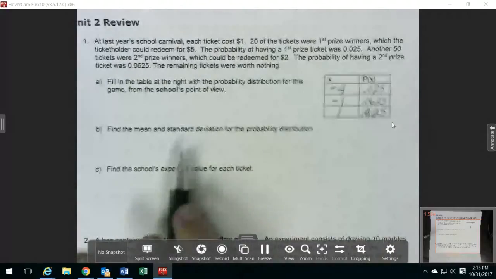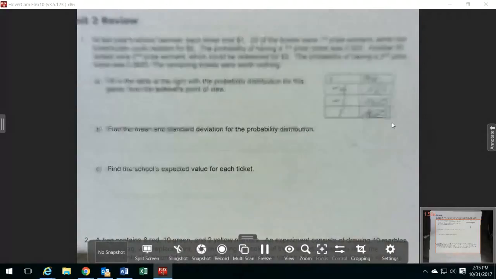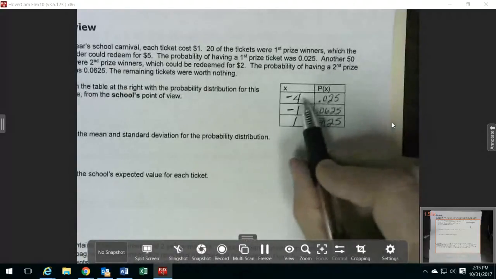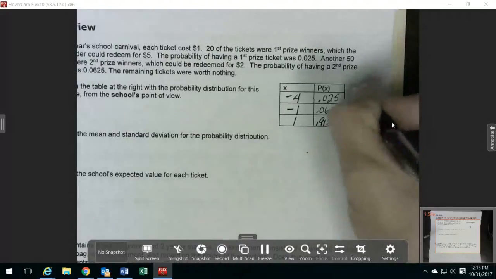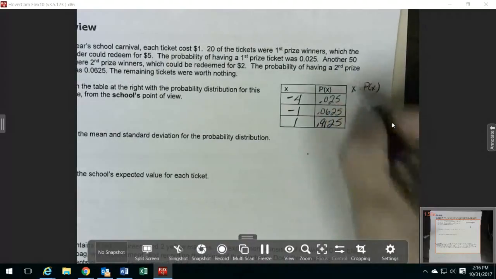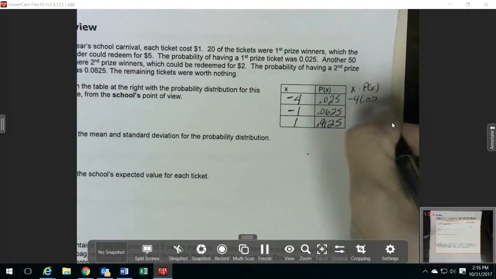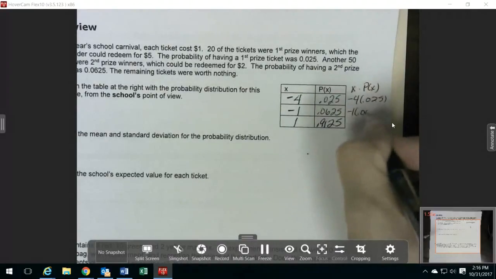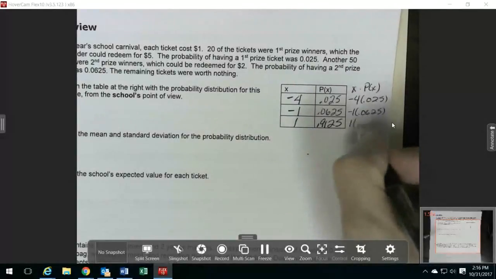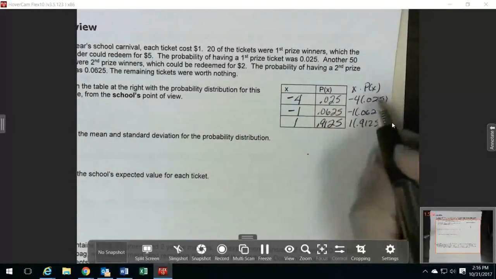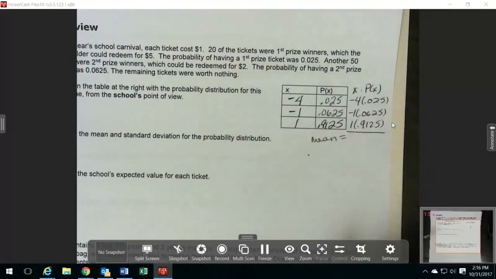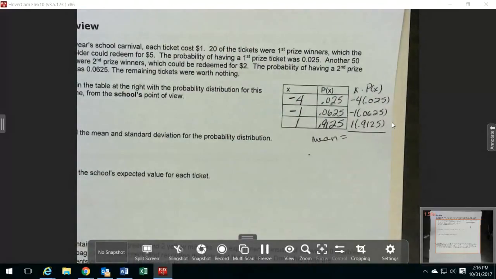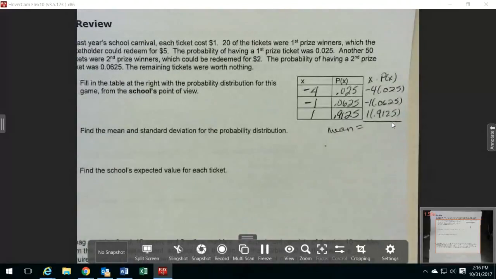Then we want to find the mean and standard deviation for this distribution. If you want to do it by hand, then you would multiply each value times its probability, and then you would add up those results. So to do it that way, you'd add another column over here, and you'd have -4 times 0.025, and so on. You'd multiply those and then add them up, and that would give you your mean. Now the only problem with doing it by hand is that it also asks you for the standard deviation. For that, you really need to use your calculator anyway.